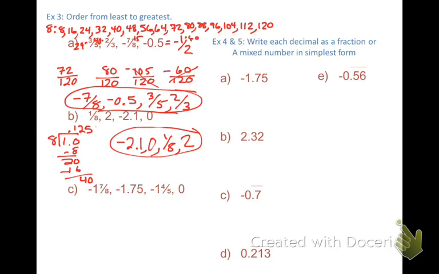With C, you can choose if you want to turn it into a decimal or a fraction, up to you. Write each decimal as a fraction. So let's try it the opposite way.